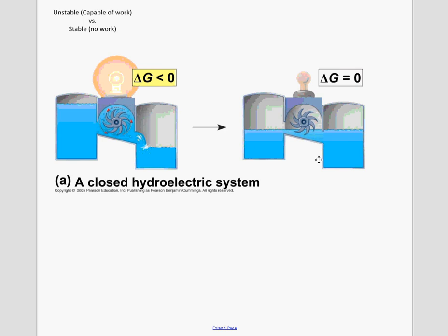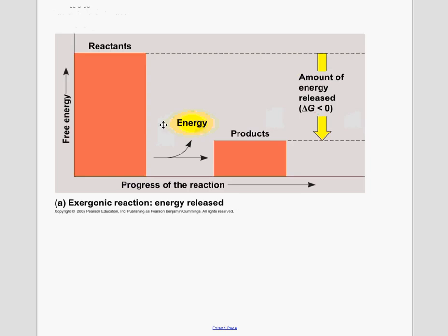And so if you look at a system like this hydroelectric dam, the energy from the water moving through this turbine is able to turn this light on. The energy from the light is available to do work. Well, how do we put this in terms of endergonic and exergonic? Well, let's think about it. If there's a high amount of energy available at the beginning of the reaction, and then there's a loss of energy because the amount of entropy increased.